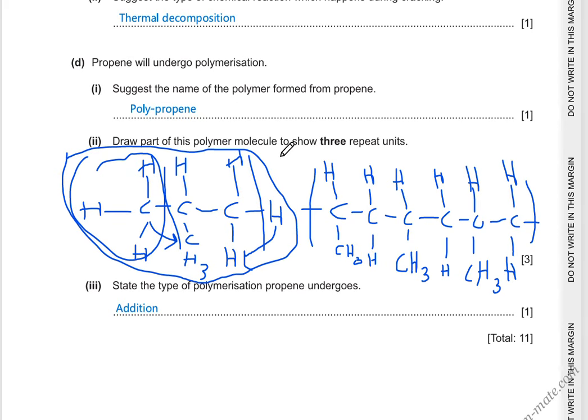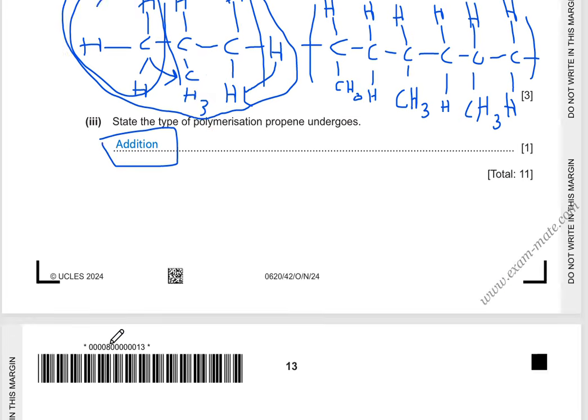And then we draw 3 of these, and you have to remember that you need to show the continuation, because these are repeat units. It hasn't really ended. We need to show that it's continuous and it hasn't ended because it repeats. So the type of polymerization propene undergoes is addition.